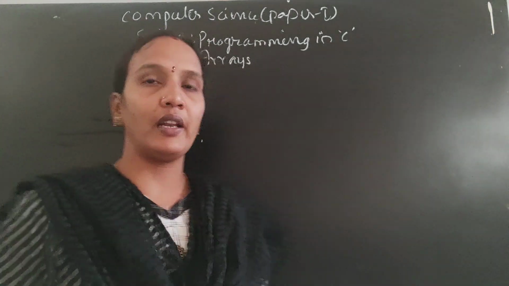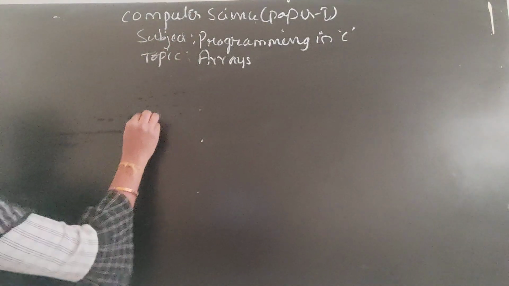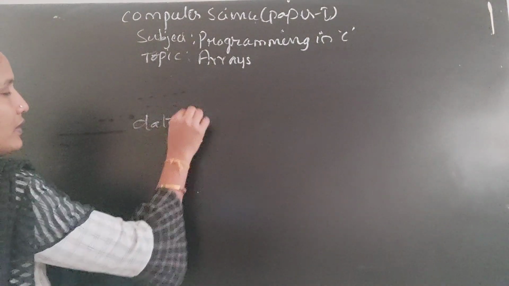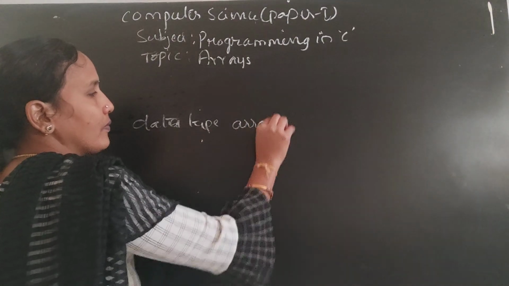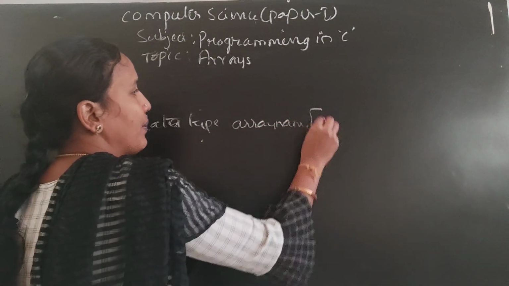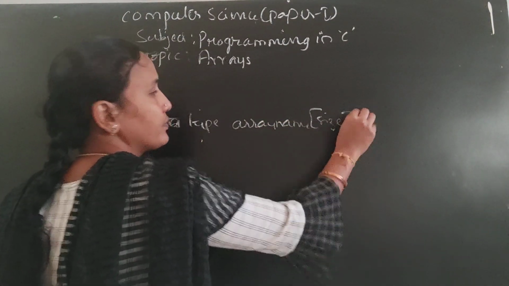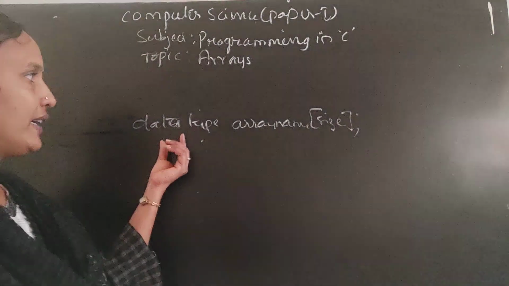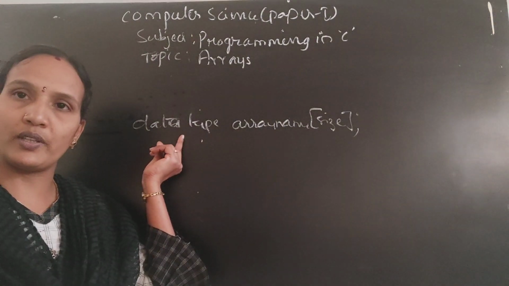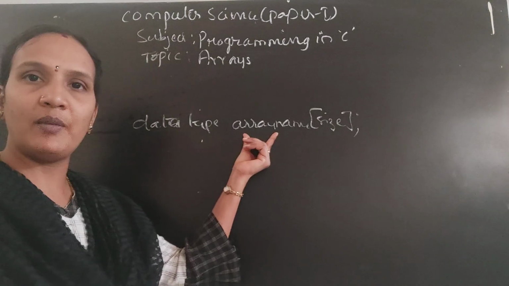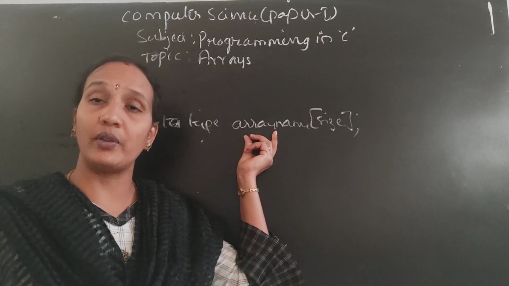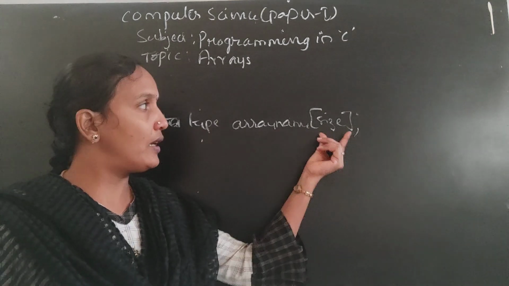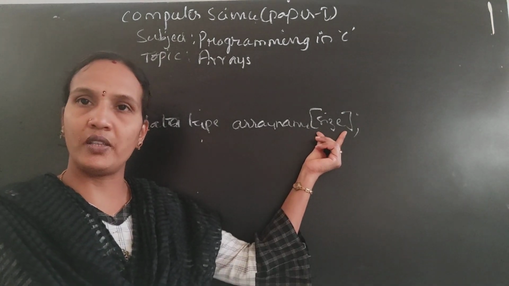And how to declare an array: data type, array name, and in the brackets the size. What does it mean? Data type is what type of value you are going to store in that array. The array name is the name of the array, and it is a user identifier; the user can give any name. And this is the size of the array, which is 5.